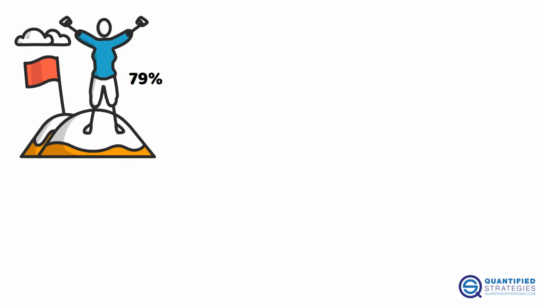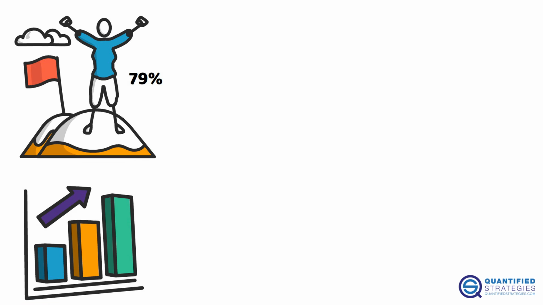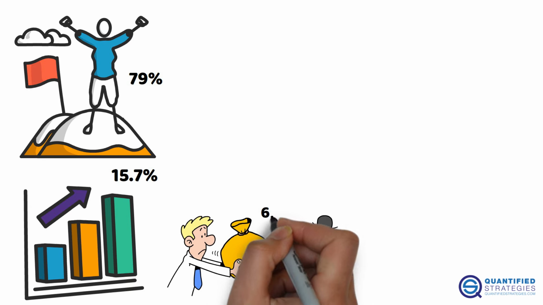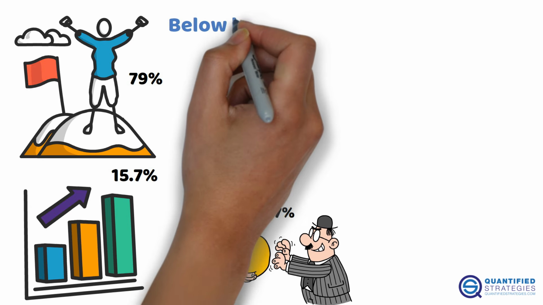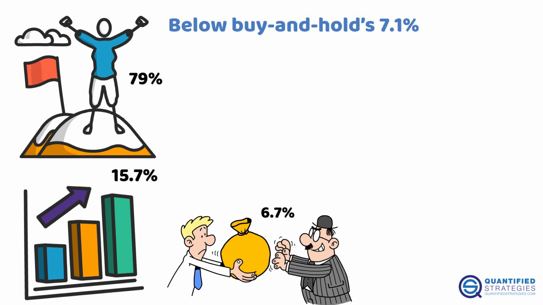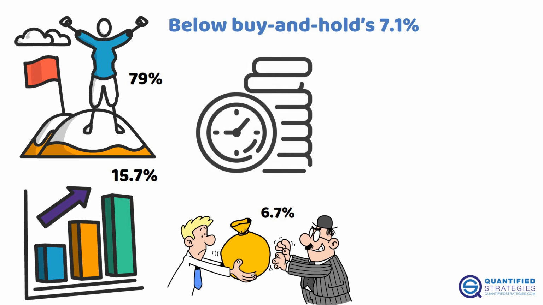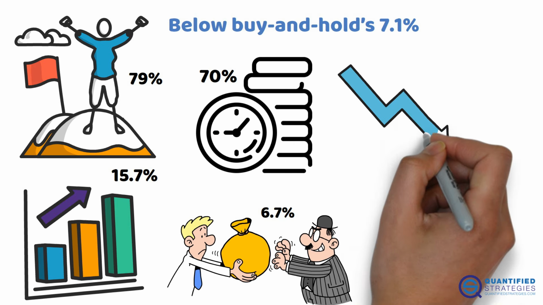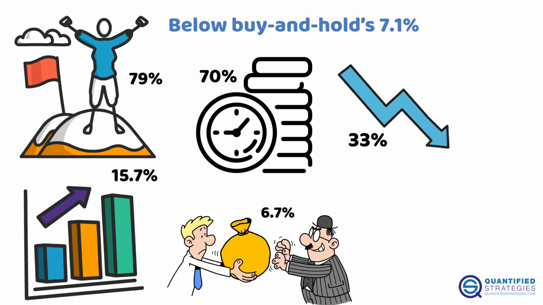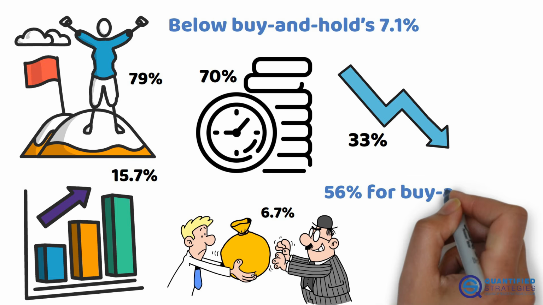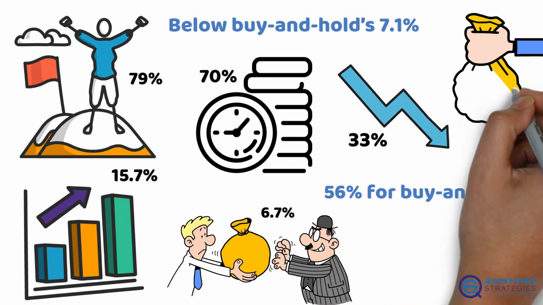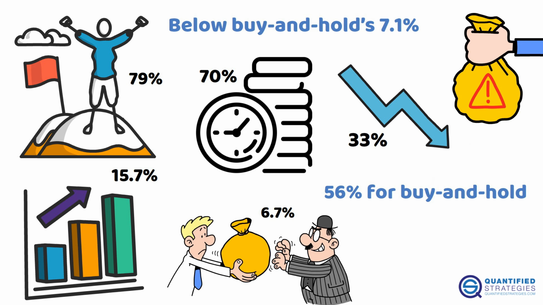79% of the trades were winners. Average gain per trade was 15.7%. The annual return was 6.7%. Slightly below buy and hold's 7.1%. But remember, the strategy was only invested 70% of the time. Max drawdown? Just 33%, compared to 56% for buy and hold. That gives a better risk-adjusted return, 9.6%.